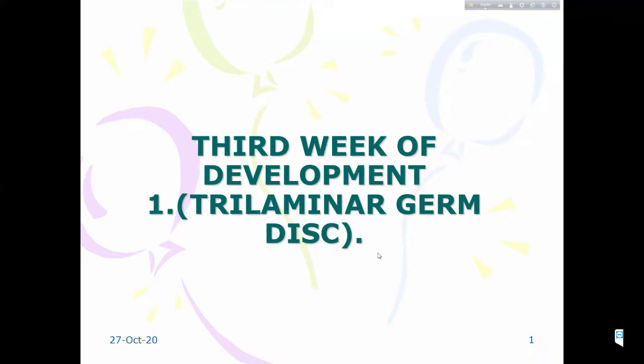Now I will switch on to the third week of development. The third week of development is known as the trilaminar germ disc. So the second week, 2 for 2. In the second week, the germ disc was bilaminar, 2 for 2. Here, the third week, that is week 3, 3 for 3. The germ disc is trilaminar. Remember it in this way. So, the trilaminar germ disc.